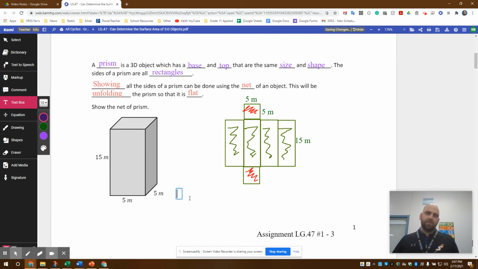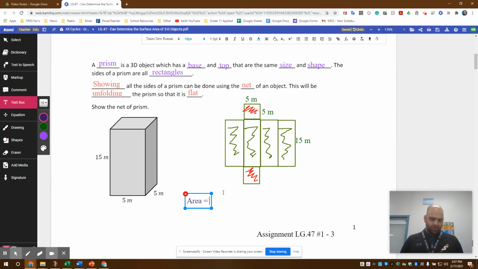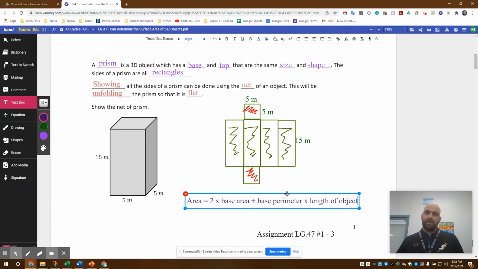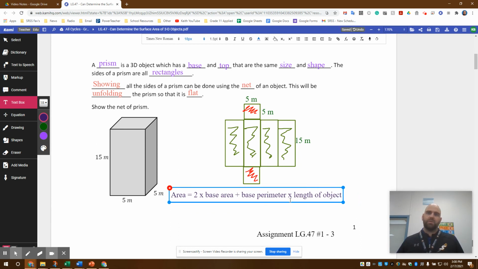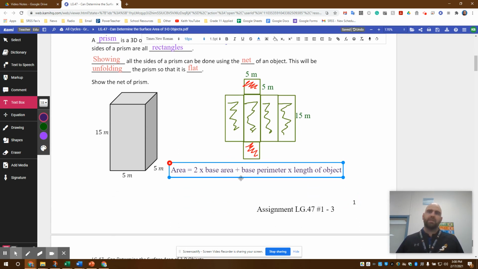sorry, I'm just going to redo this here. Area is equal to 2 times the base area. So we take the area of our base and multiply it by 2. In this case, it's a square. And then we're going to add the base perimeter times the length of the object. And I'm going to try to squeeze this in as best as possible before your assignment here.